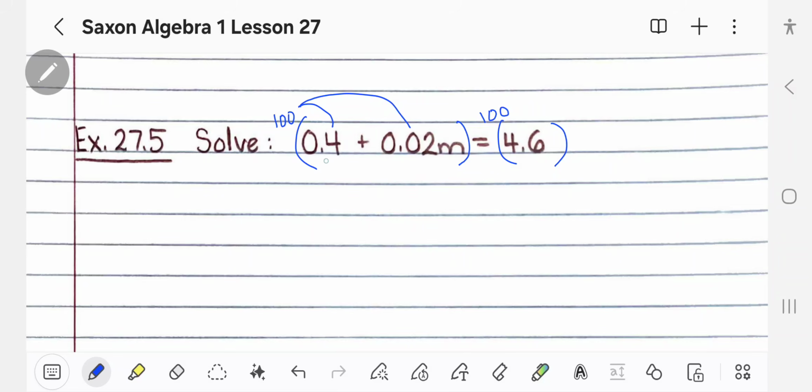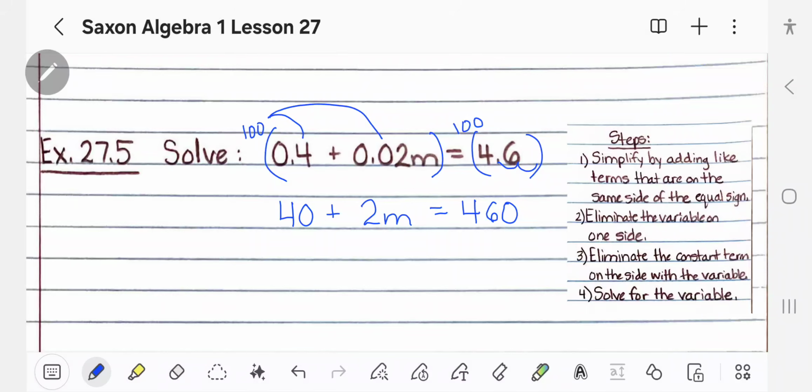When I multiply the 4/10 by 100, it's going to move this 2 places, right? So that's going to become 40 plus. When I multiply this by 100, it's just going to become 2m equals, when I multiply this by 100, it's going to become 460. There, so I brought our steps in from a previous video.